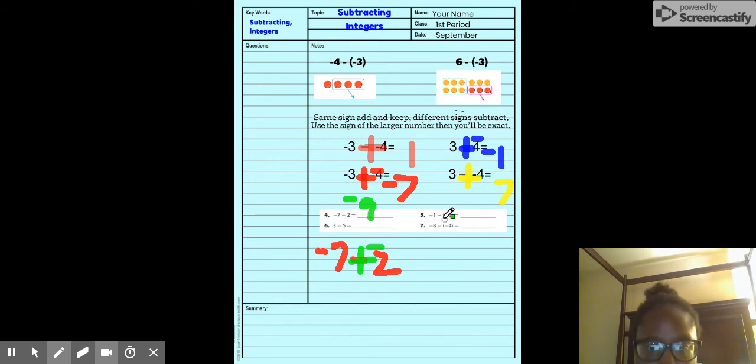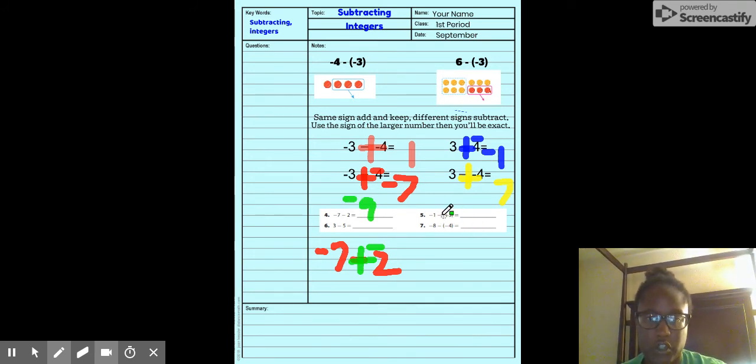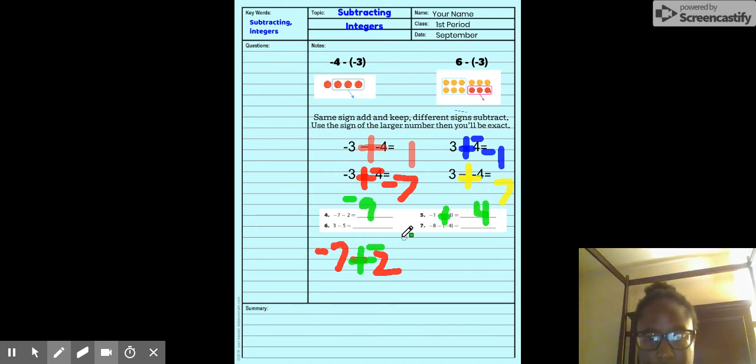All right, this one right here, we have a double subtraction and a negative. So this is going to be plus all the way through. So that's going to be 3, 4. Keep the sign of the larger number. So it's going to be a positive 4.